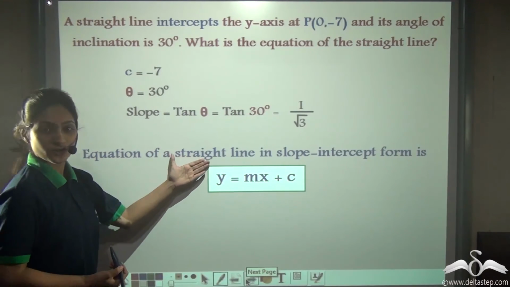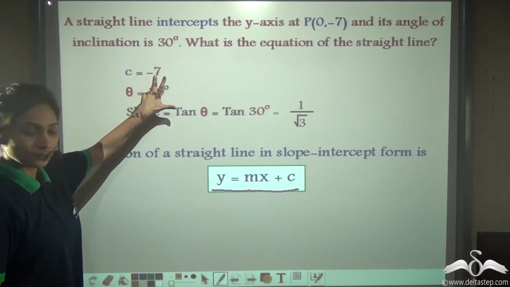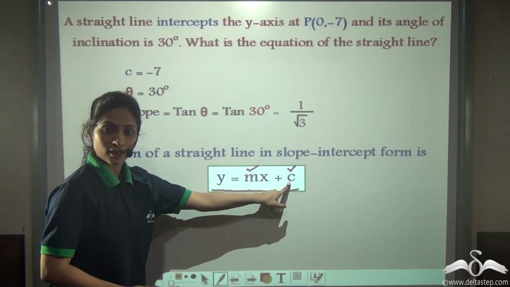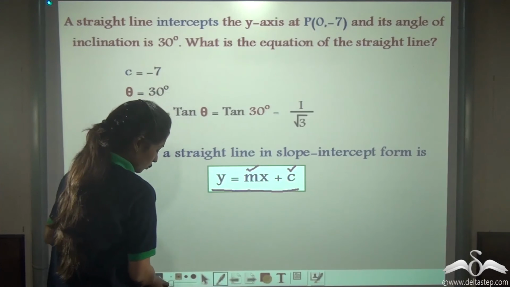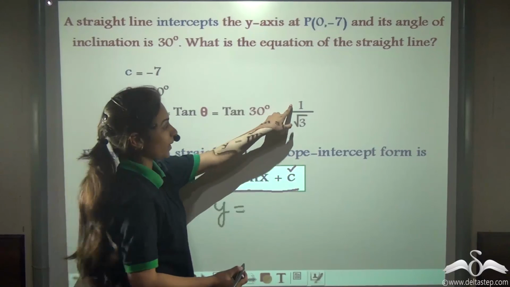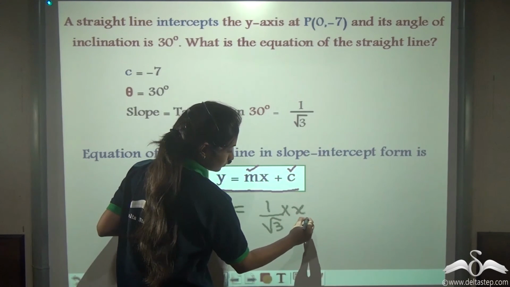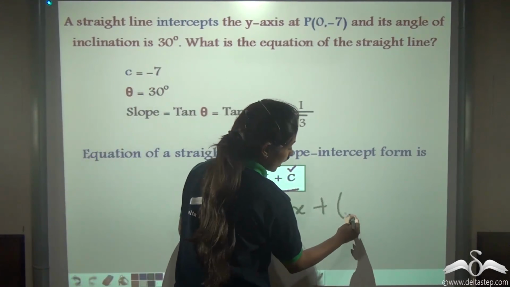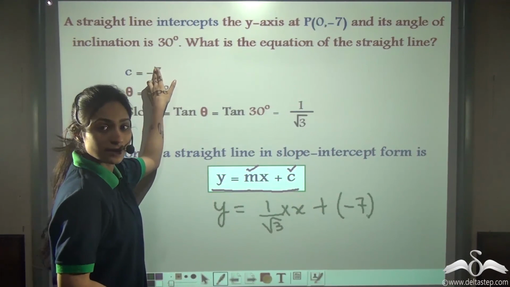Now we know that equation of a straight line in slope-intercept form is y is equal to mx plus c. We have c here, we have slope here, that is m. So if we put the values of m and c here, we will get an equation in terms of x and y. That is what we have to find out. So let us substitute it. What is m? 1 by root 3 into x plus c. Here c is minus 7. So remember, this c will actually be written as minus 7 here. Okay? Do not ignore the sign that c has.